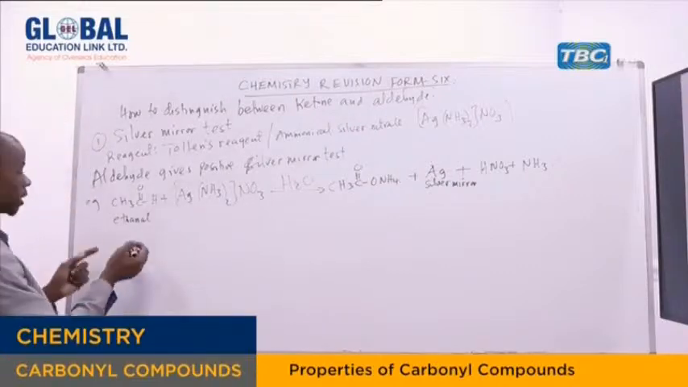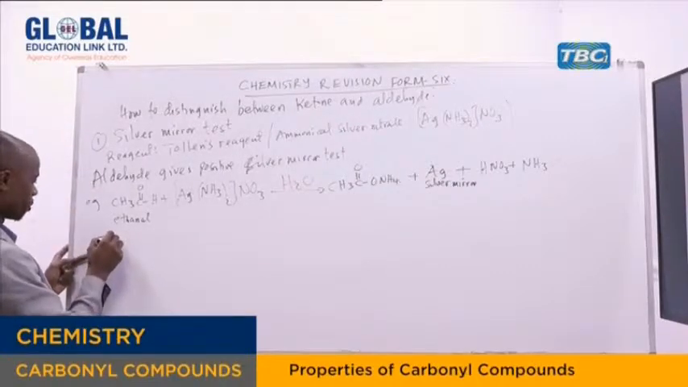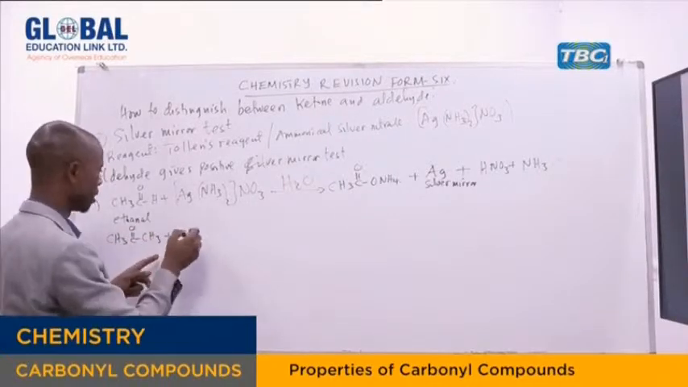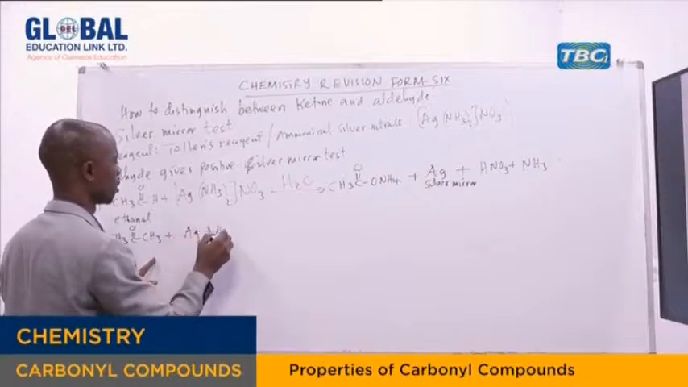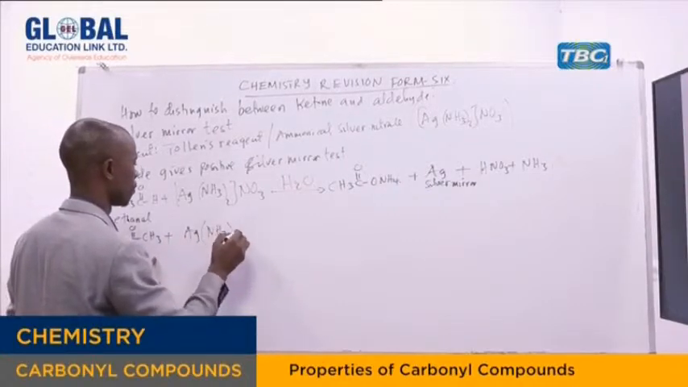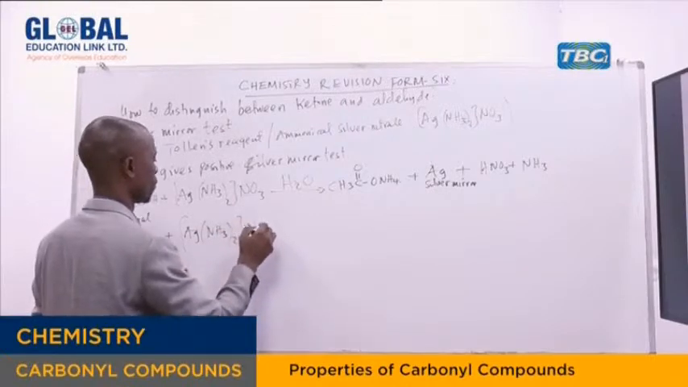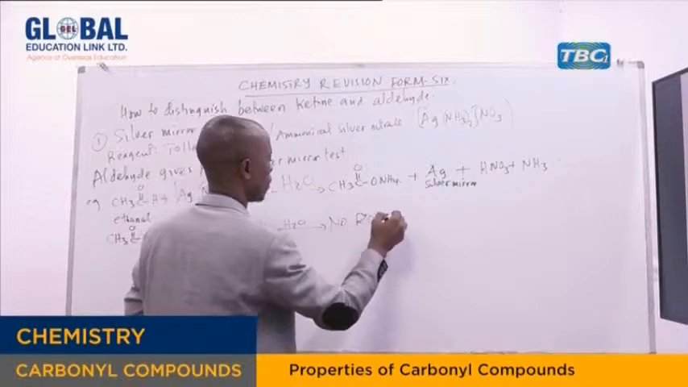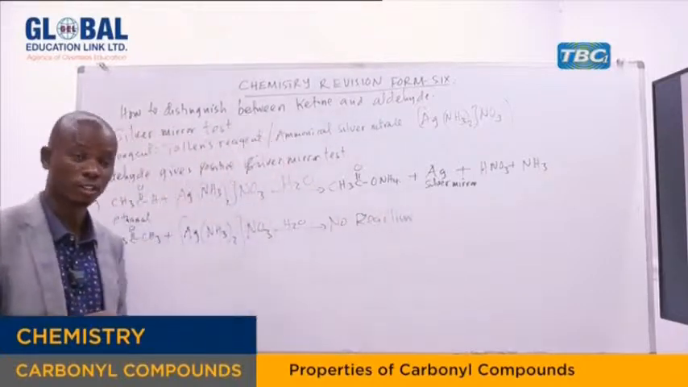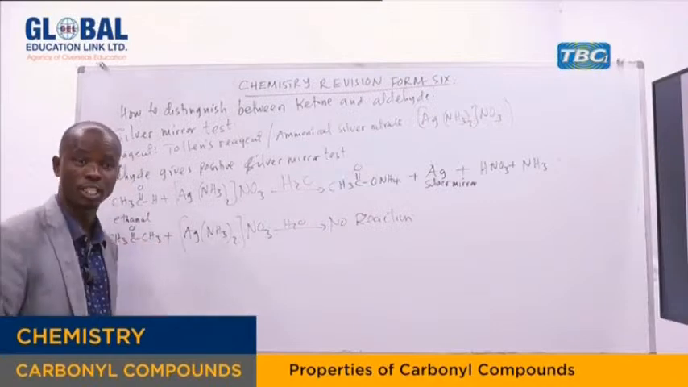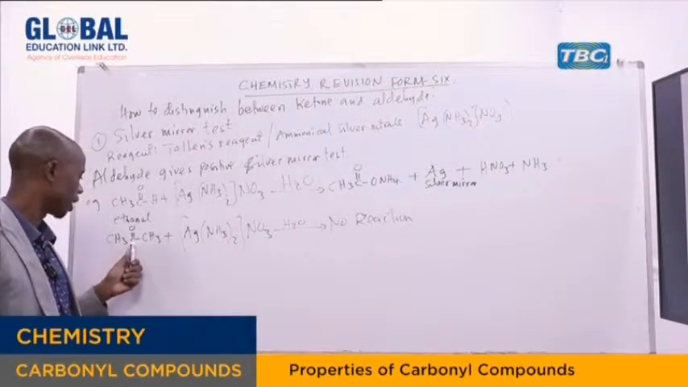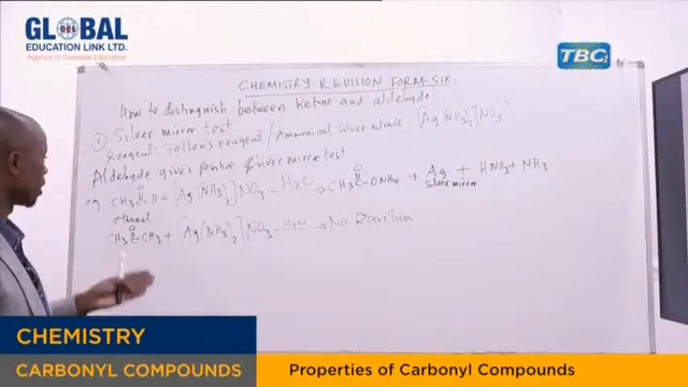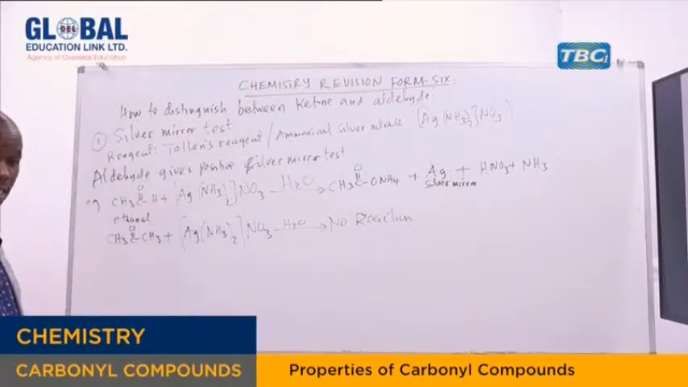But when we take, for example, propanone, reacting with this reagent, there is no reaction because ketone resists oxidation. It lacks a hydrogen on the carbon atom containing the carbonyl group. So this one resists oxidation. So here you can distinguish between them by using the silver mirror test.